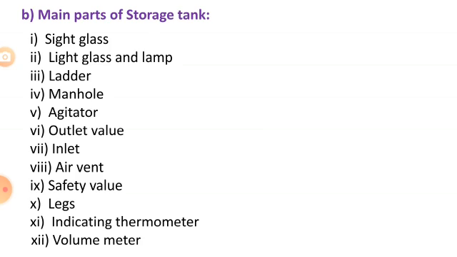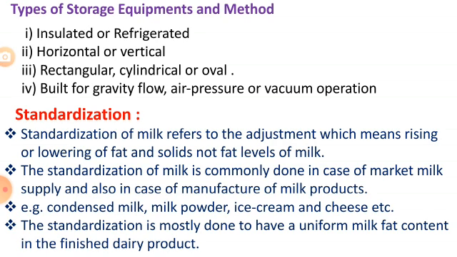Okay. Then the next point is types of storage equipment and the different methods used for storage. The first one is insulated or refrigerated. Some storage tanks are insulated or refrigerated, or there is a thermostat fitted in the storage tank to maintain the temperature of the milk below 5 degrees. So the storage tank must be insulated properly or refrigerated.